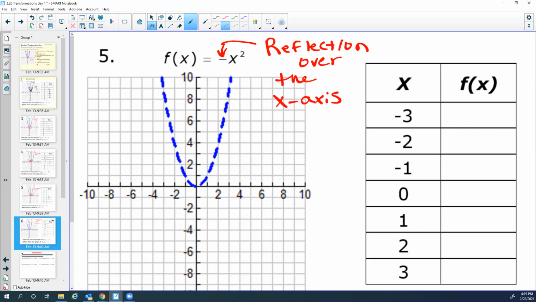So I had a coordinate at 0, 0. It's still going to be at 0, 0 where my vertex is going to be. But my coordinate at +1, +1 is now at +1, -1. And at -1, +1, it's now at -1, -1. And that is what my new graph looks like.